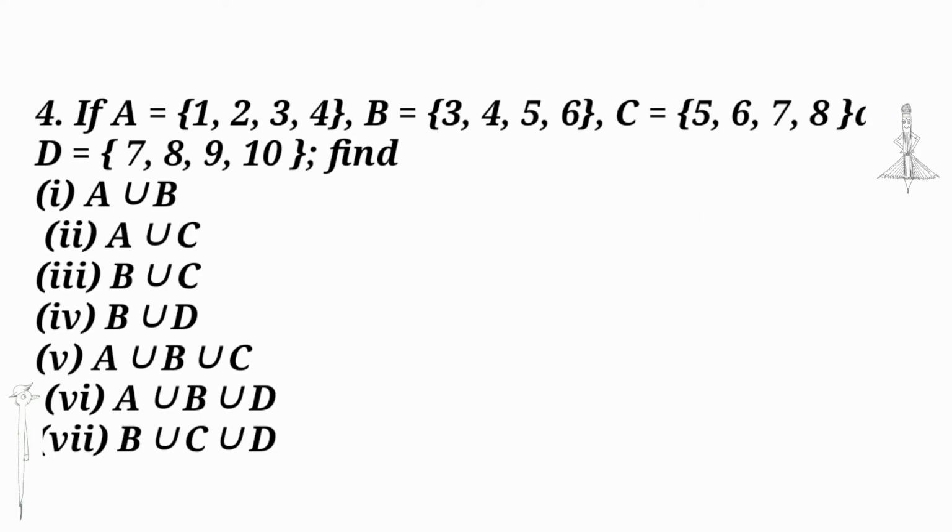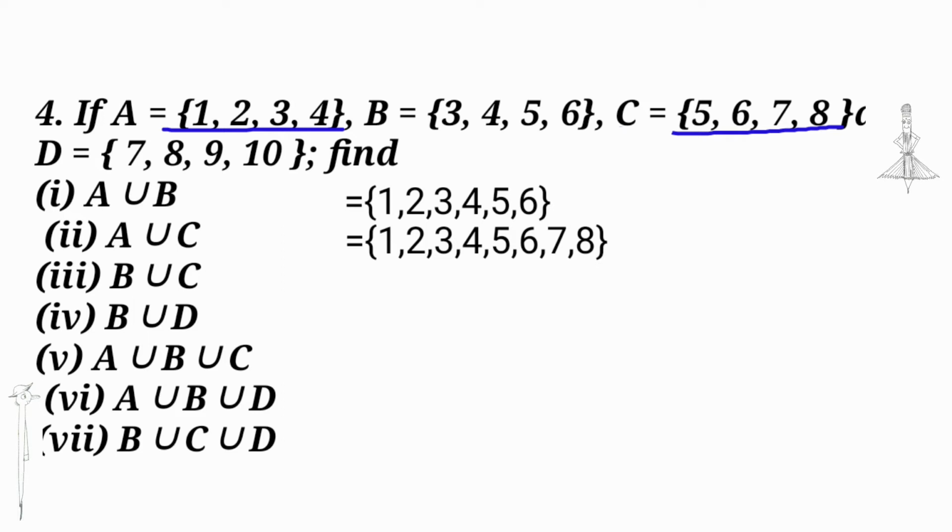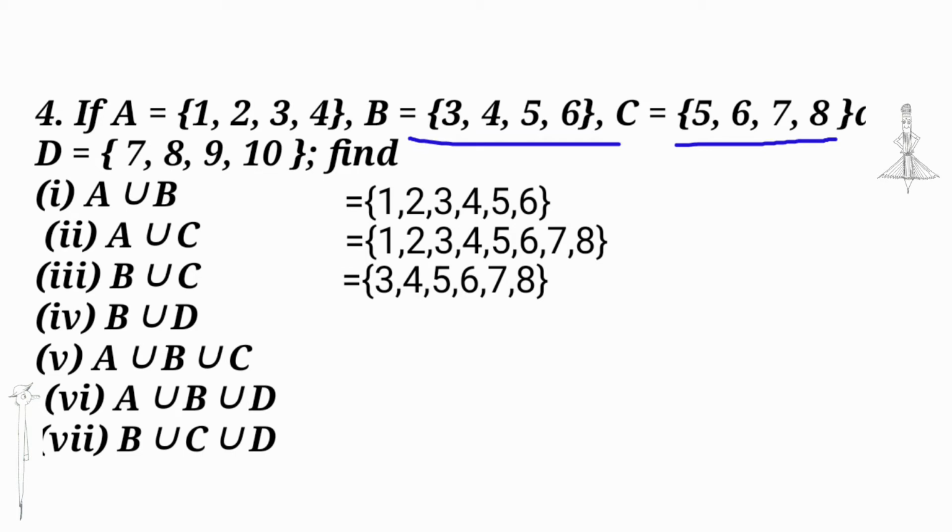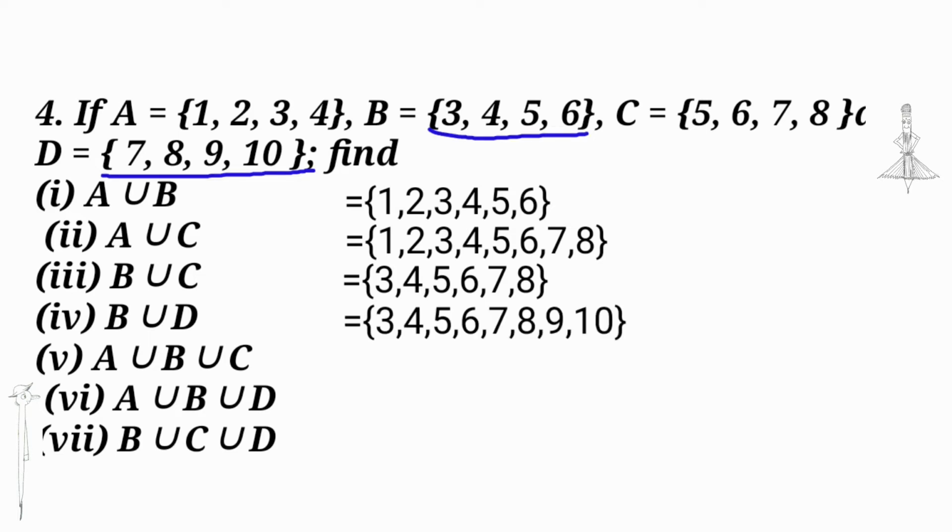If A is equal to {1, 2, 3, 4} and B is equal to {3, 4, 5, 6} and C is equal to {5, 6, 7, 8} and D is equal to {7, 8, 9, 10}. Find first question A union B. A union B is equal to {1, 2, 3, 4, 5, 6} and A union C is {1, 2, 3, 4, 5, 6, 7, 8} and B union C is {3, 4, 5, 6, 7, 8}. Next B union D is {3, 4, 5, 6, 7, 8, 9, 10}.